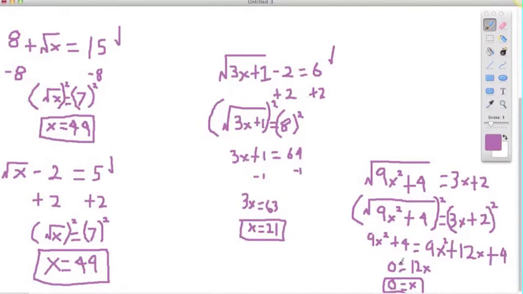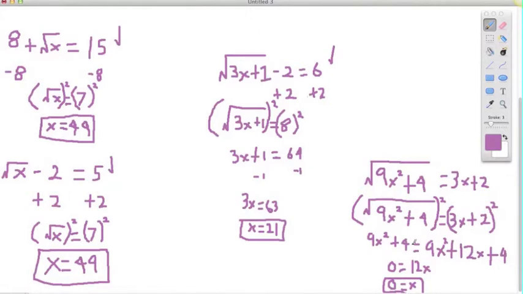Now let's try this last one. It may look the hardest, but it's not actually that hard when you think about it. You have the square root of 9x squared plus 4 equals 3x plus 2. When you square both sides, you get rid of the square root. So let us square both sides, and that gives us 9x squared plus 4 equals 9x squared plus 12x plus 4.